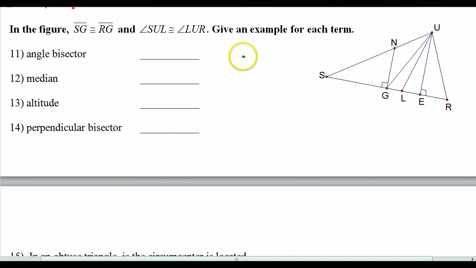Okay, now look at number 11. Okay, we are given that segment SG is congruent to segment RG. So segment SG is this, and segment RG is this. Those segments are equal to each other. So basically that's telling us that point G here is the midpoint.